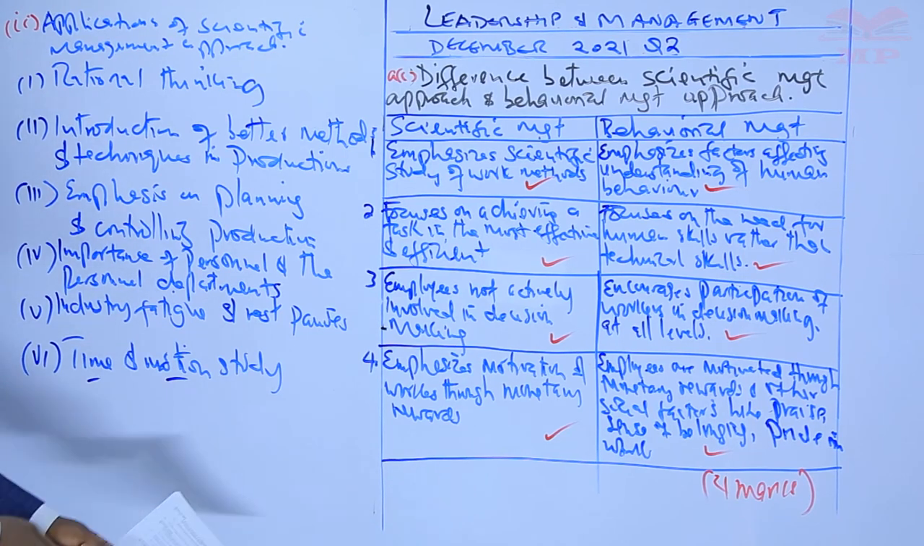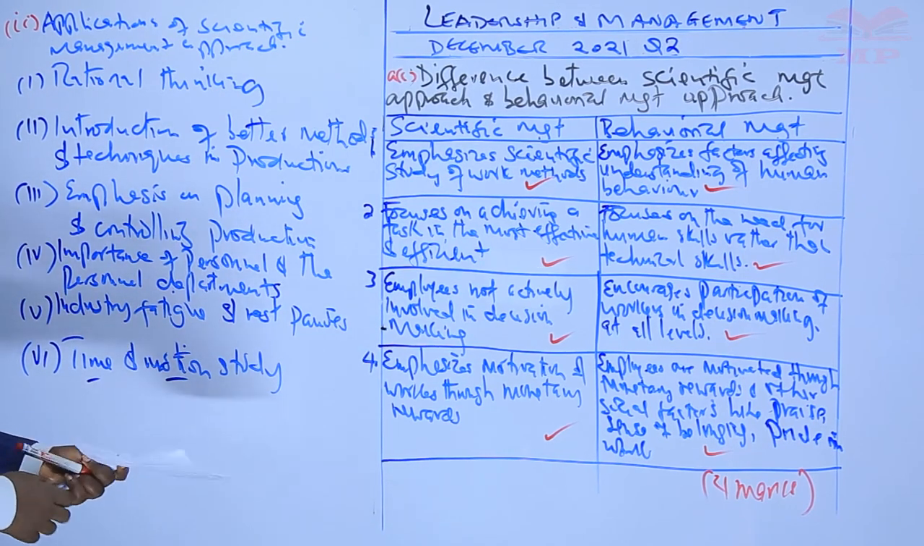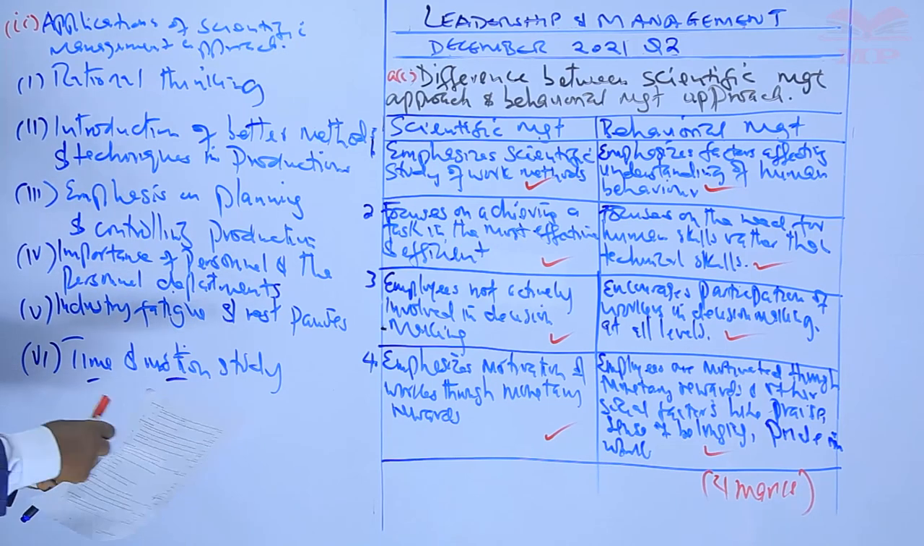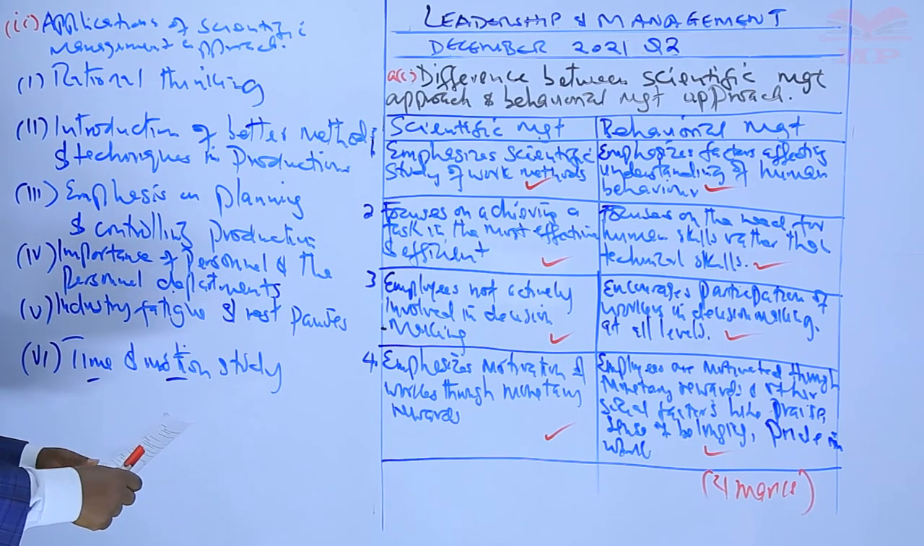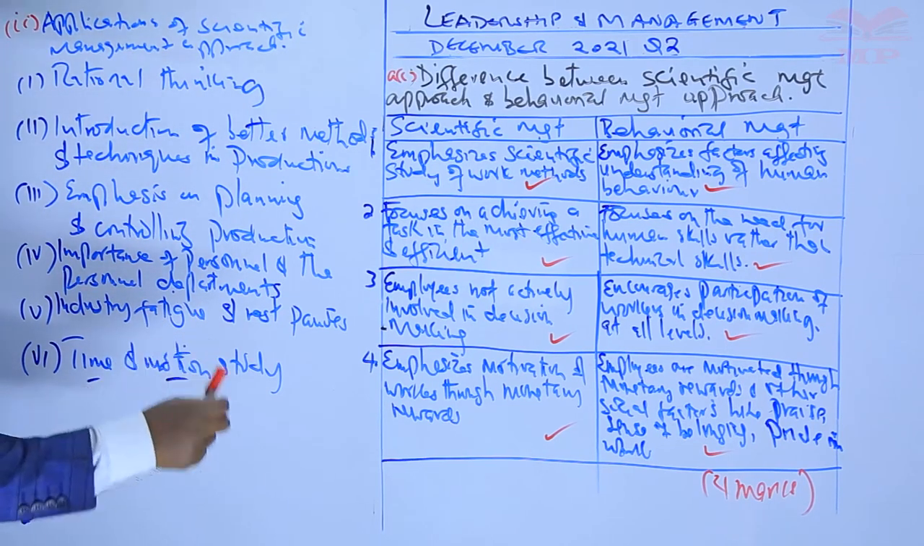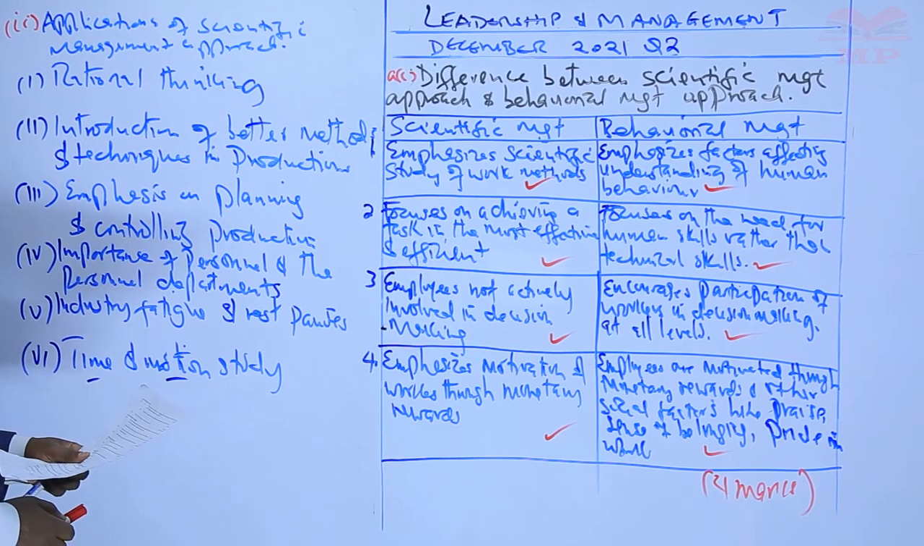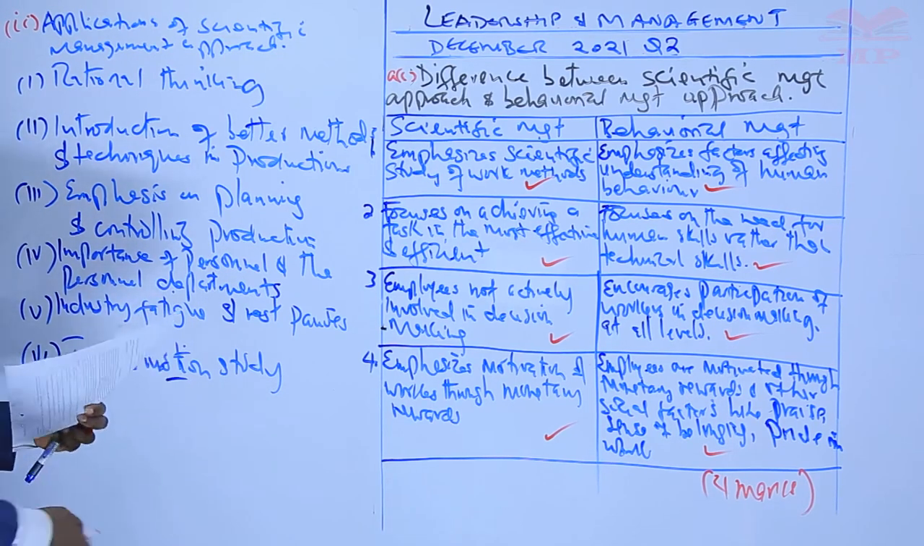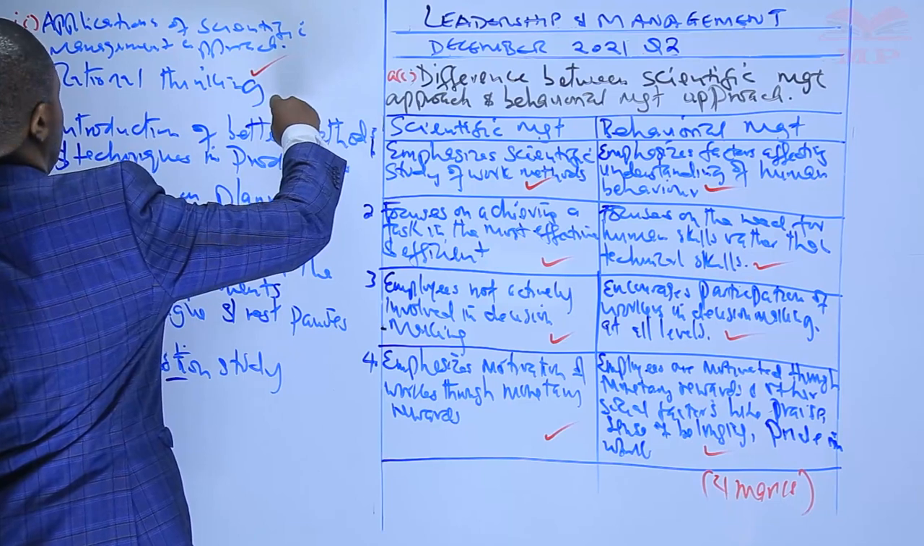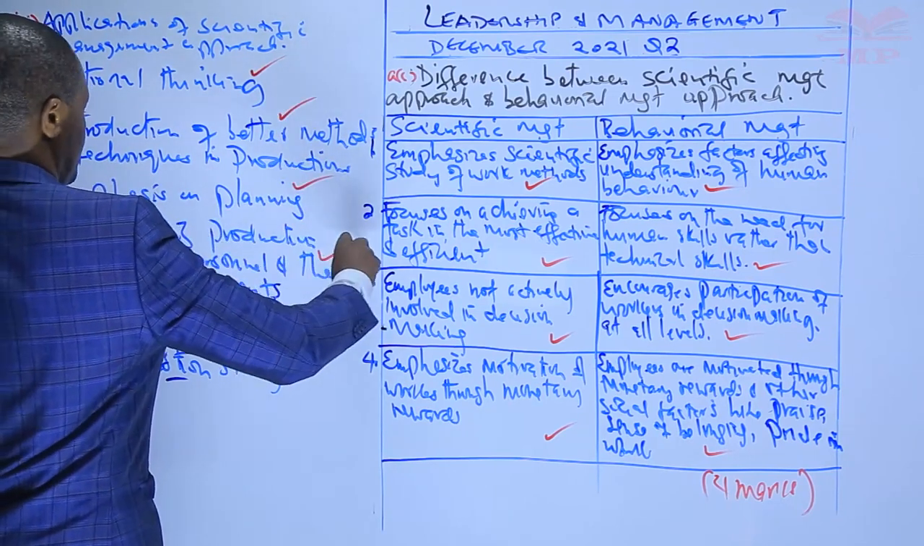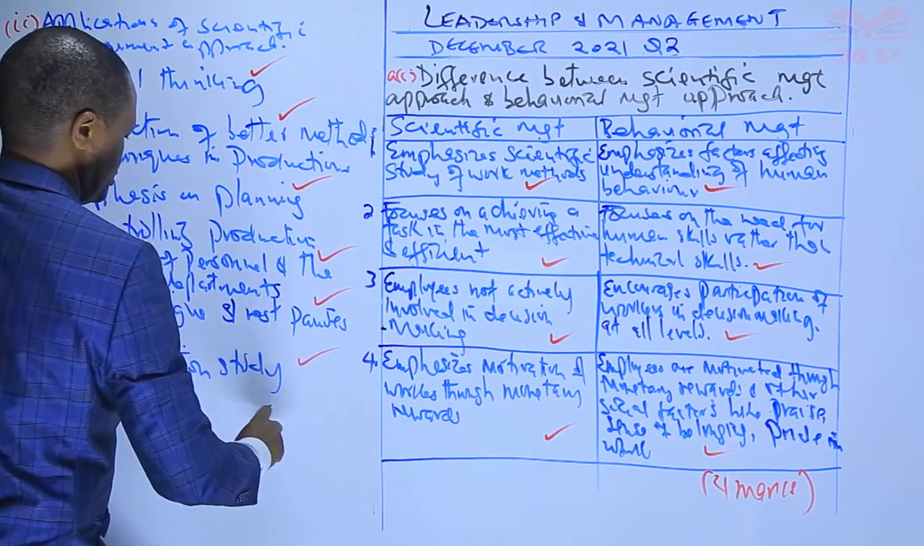So these are applications of the scientific approach in the manufacturing sector. Six marks. 1, 2, 3, 4, 5, 6.